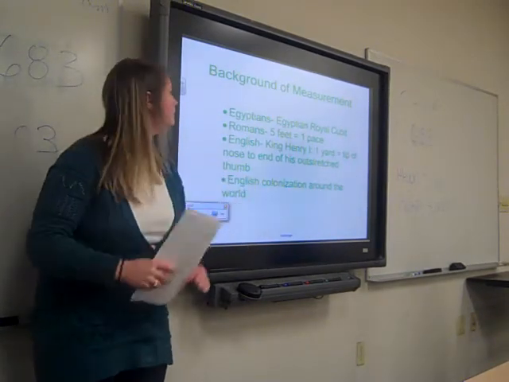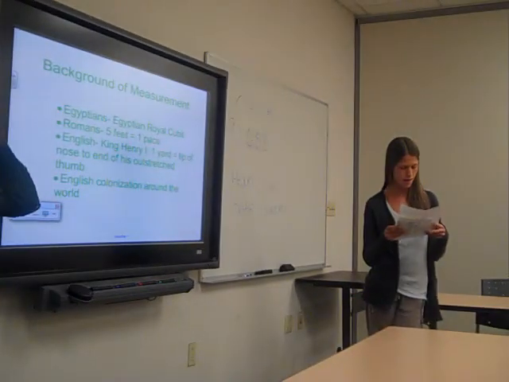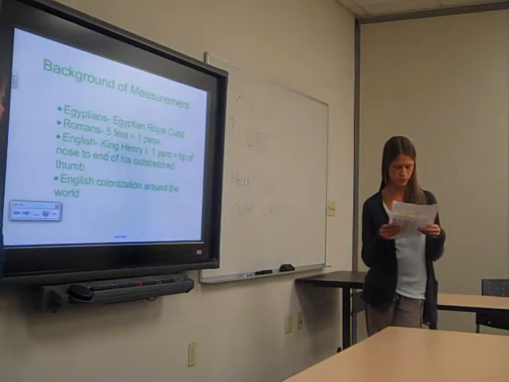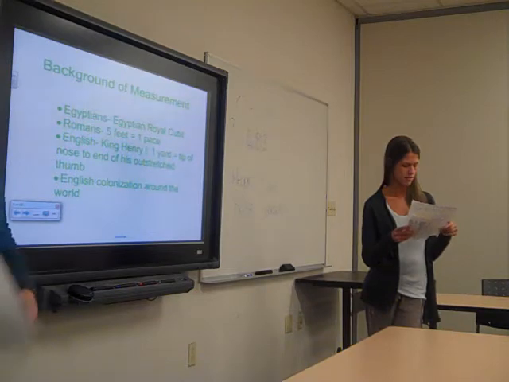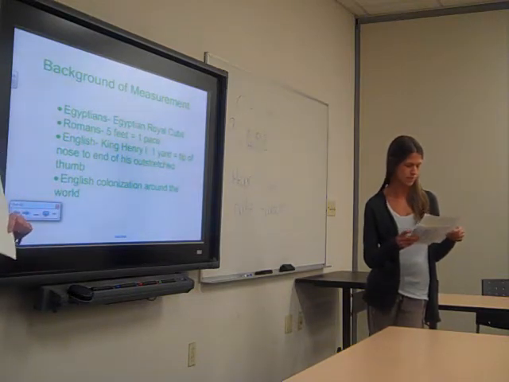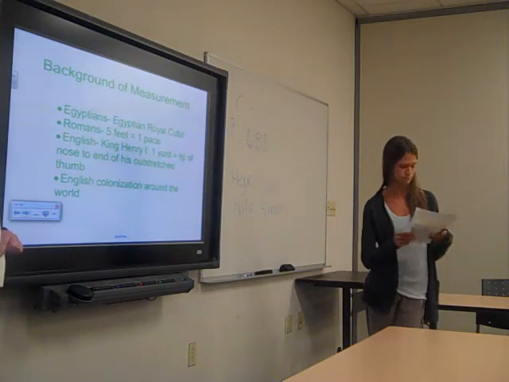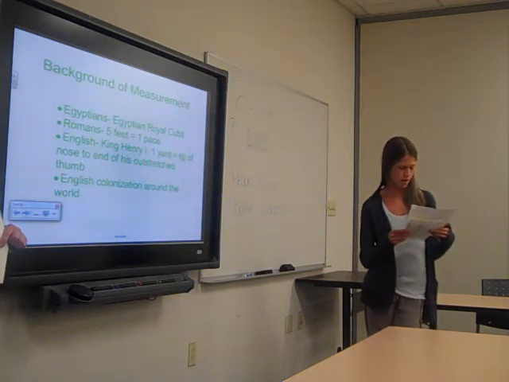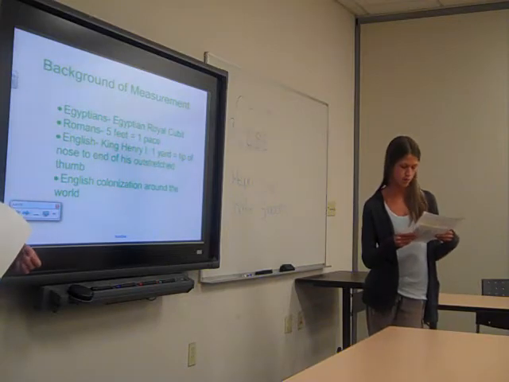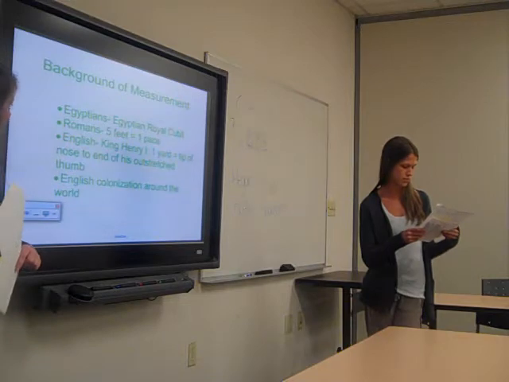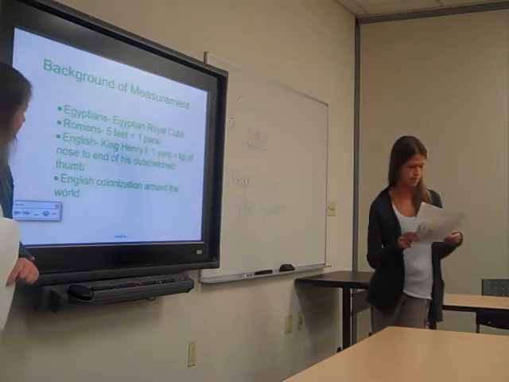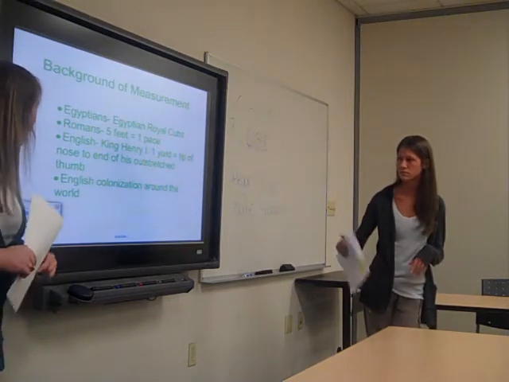Okay, this is the background or history of measurement. The Egyptian royal cubit was the earliest known form of standardized system of linear measurement. It was used to also record the height of the Nile flood. The Romans took the idea of the foot from the Egyptians, 5 feet equals 1 pace, which is described as a double step or the distance between two consecutive positions where the right foot lands as one walks.